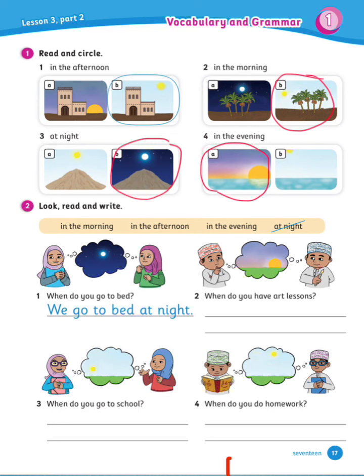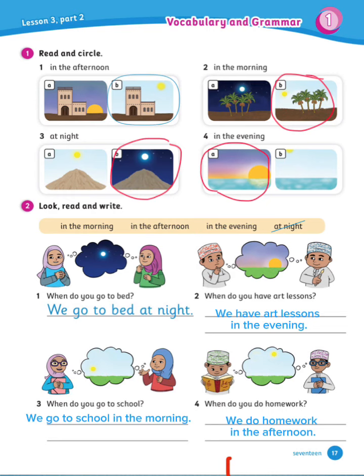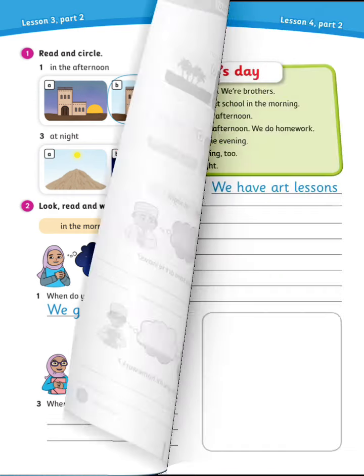Number 2, when do you have art lessons? We have art lessons in the evening. Number 3, when do you go to school? We go to school in the morning. Number 4, when do you do homework? We do homework in the afternoon.